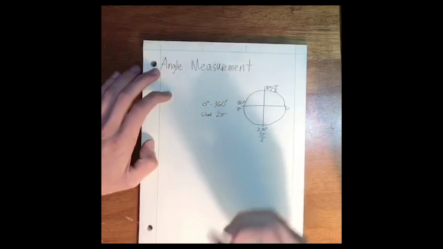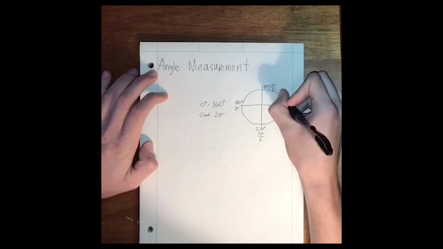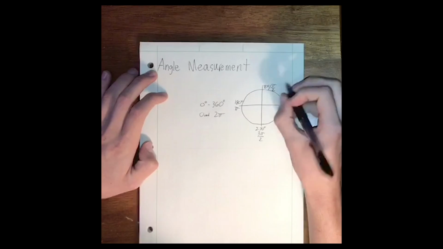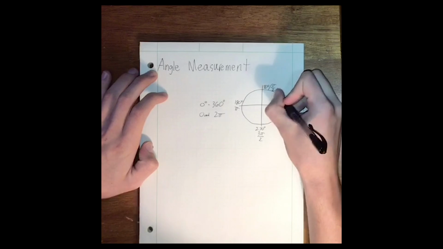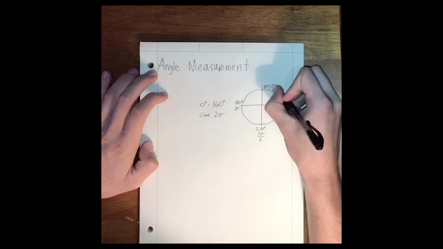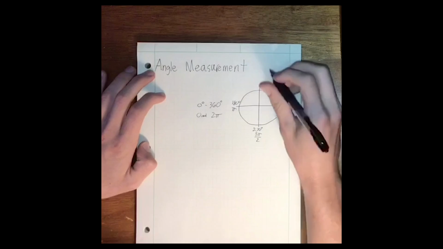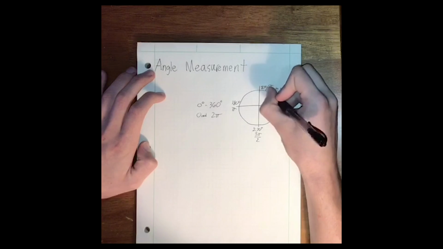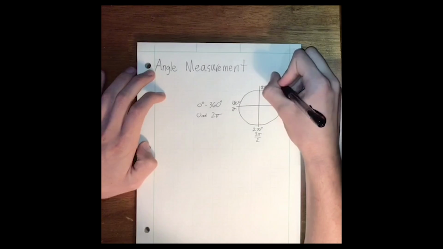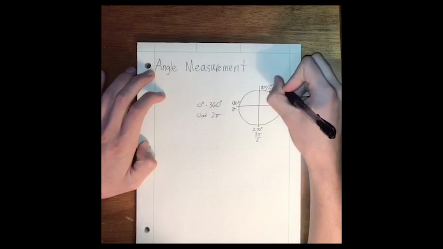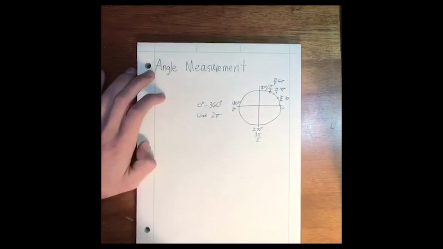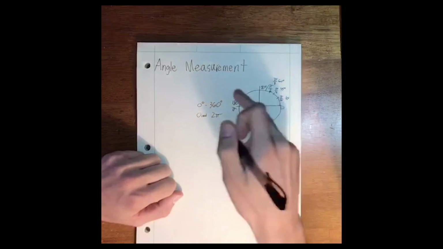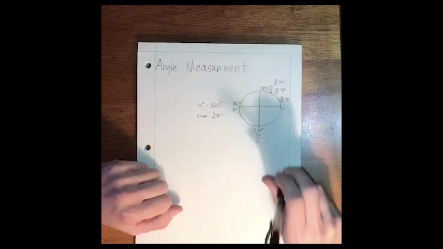Now, you can also break this up even further. You can go to pi over 6, or 30 degrees, pi over 4, and that would be 45 degrees, and pi over 3, which is 60 degrees. You can continue that all the way around with these same fractions around the entire thing.